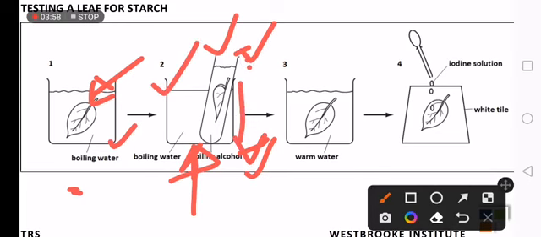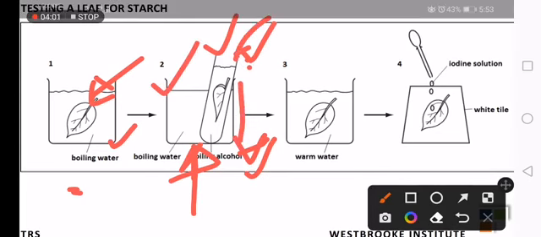What is the purpose of putting a leaf in methylated spirit? The reason is very simple, it is to remove chlorophyll. Chlorophyll is the green pigment found on leaves. So we remove the green colour from the leaf by putting it in boiling methylated spirit or boiling alcohol.